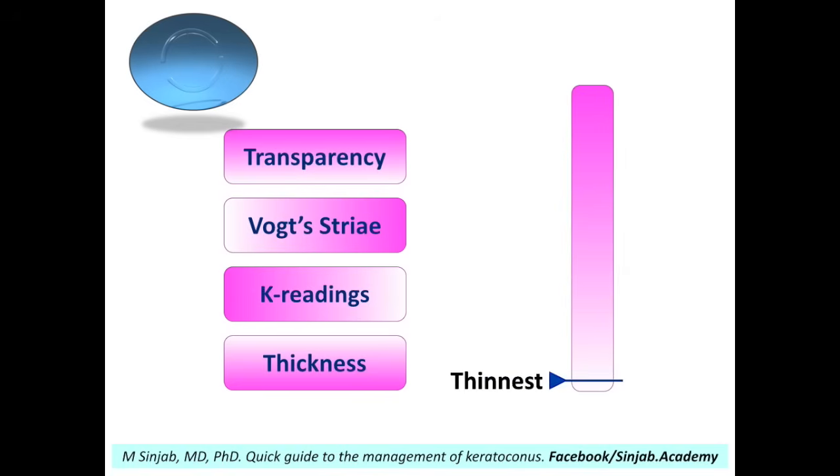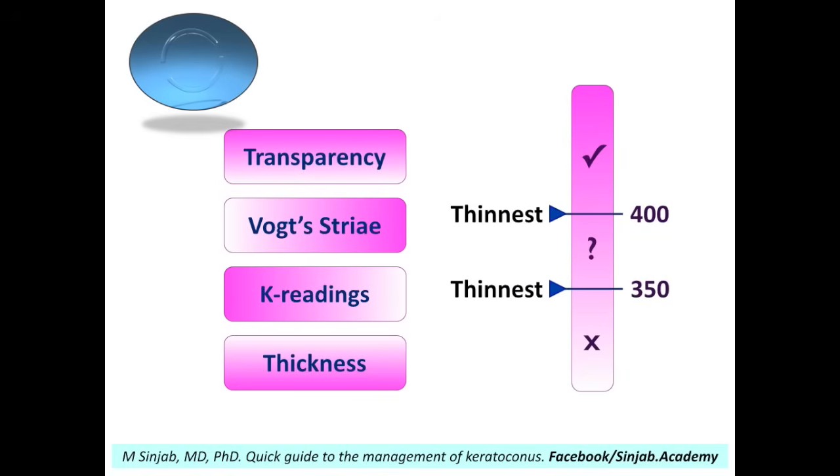The thinnest location also should be considered. When the thickness is less than 350, don't use intracorneal rings. When it is between 350 and 400, it is questionable. I mean that we can use them in very limited cases, but when the thickness is more than 400 at the thinnest location, then we will have a very high success rate.